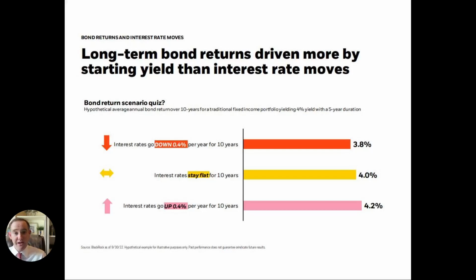If interest rates go down, it makes us feel good in the short term because we see our values go up very quickly, but in the long term, it means lower yields.